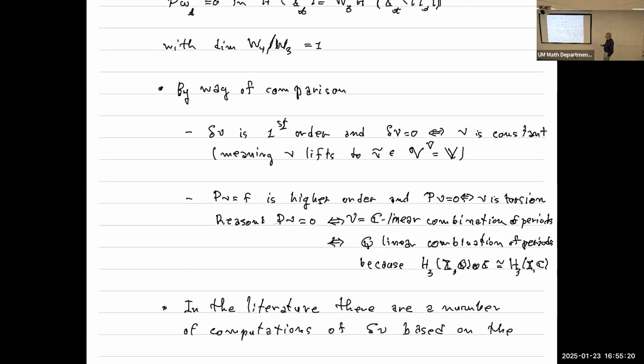So by way of comparison of these invariants, the infinitesimal invariant is first order, and it's constant only if you have a constant lift. The Picard-Fuchs of mu is 0 for a normal function if and only if it's torsion. So that's much stronger. The reason that you get that is Picard-Fuchs equals 0 means that mu is a linear combination of complex periods, with C coefficients. But this cohomology of Q tensor C is the third cohomology with complex coefficients. For this reason, annihilating a linear combination here with complex constant coefficients is equivalent to annihilating a linear combination with rational coefficients. That means the normal function is torsion.